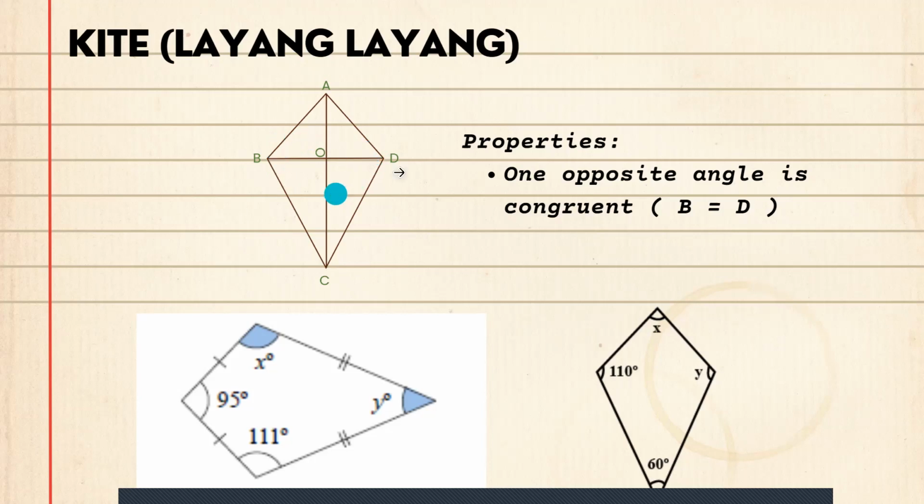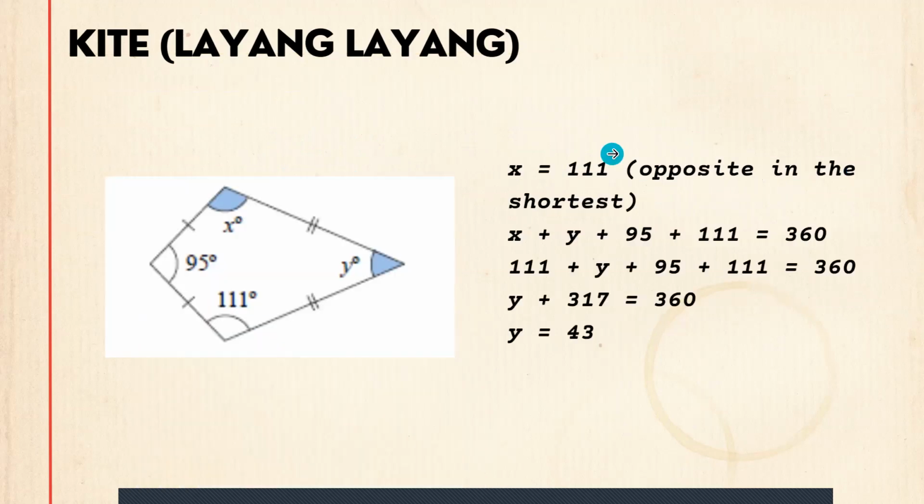So look at the next question, ya. Look at this now. For example, what is the value of X and Y? We know that this one, 111, must be equal to the one opposite it. So X must also be 111. Then what is the value of Y, Bu? Is it 95? No, it isn't, ya.